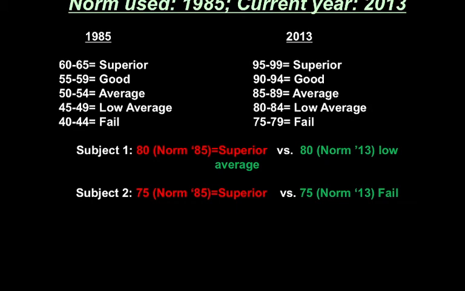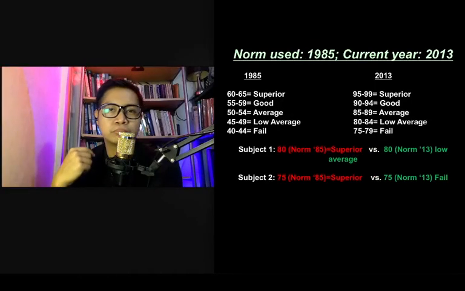Sasabihin mo, yung subject 2, grabe to, ang galing, superior to, tanggap yan sa trabaho. But remember, you use a 1985 norm. Had you used a 2013 norm, yung 75 na yan, ibig sabihin yan, fail. So, biruin mo, kung matigas ang ulo mo, yan yung ginagamit mong norm, outdated. Mali-mali yung label na binibigay mo sa mga raw scores.